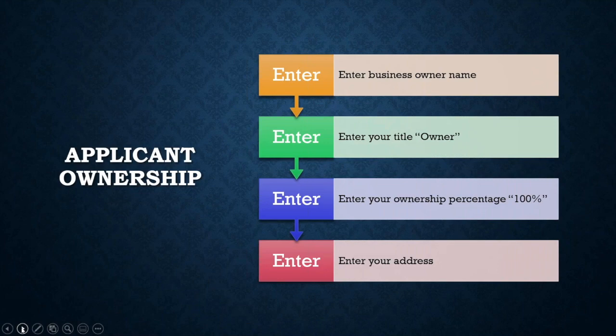Applicant ownership. You have to enter your name, your title, your ownership percentage, and your address. It's only going to be your name here. So you're going to enter the business owner's name. This is not the name of the business. The owner, this is the business owner's name. You are going to enter your title as owner, and you will enter your ownership percent because you're a single owner business. So that means you're going to enter 100%. And then you're going to enter the owner's, your address.